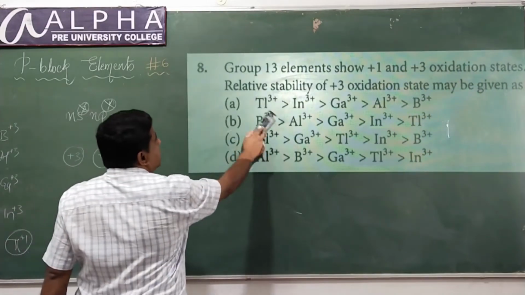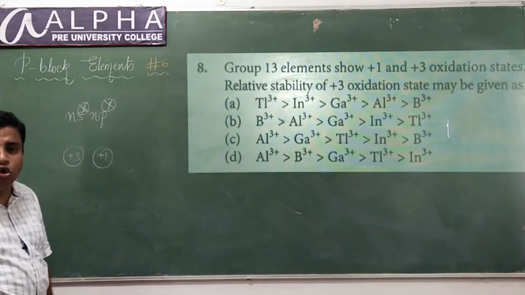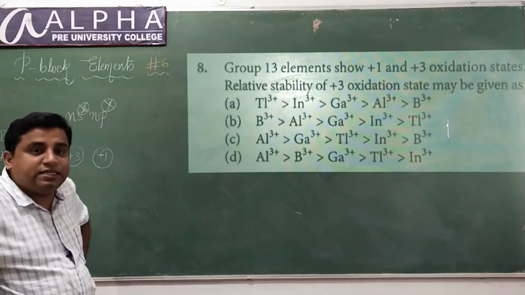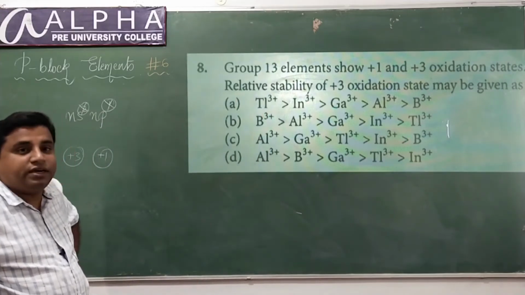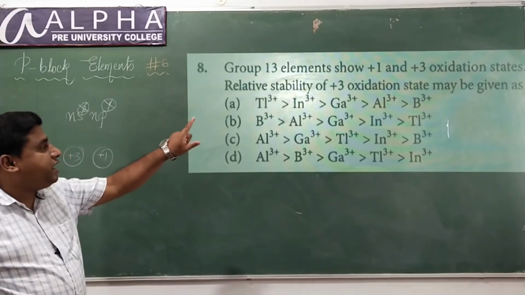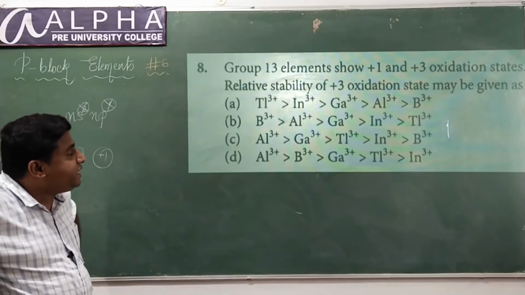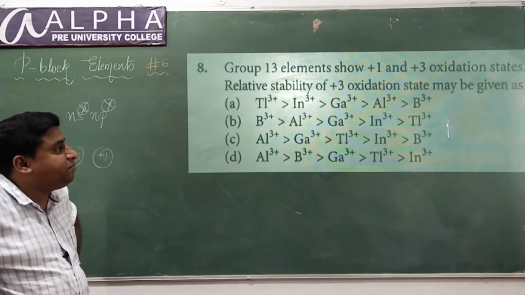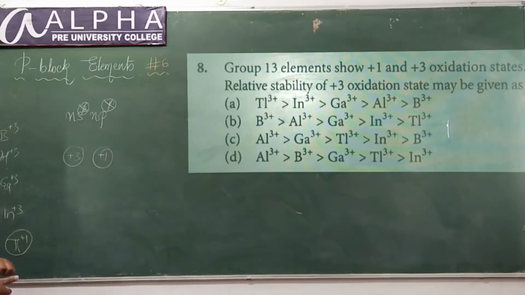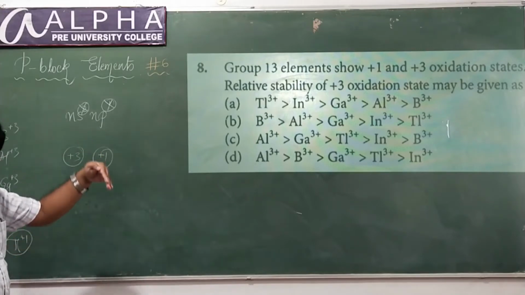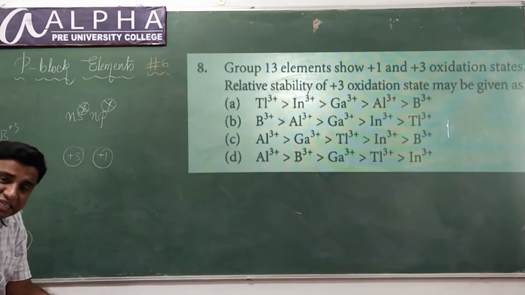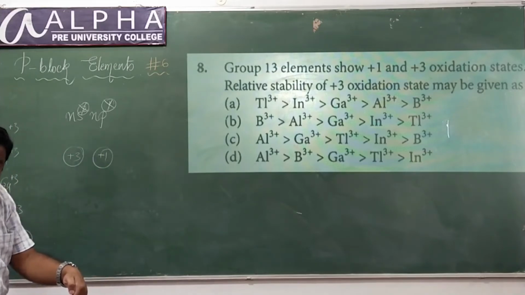Group 13 elements show +1 and +3 oxidation states. Relative stability of the +3 oxidation state may be given as, again the same thing. So +3 oxidation state and +1 oxidation state. As we move down the group, inert pair effect increases. When inert pair effect increases, the stability of the +3 oxidation state decreases and the stability of the +1 oxidation state increases.